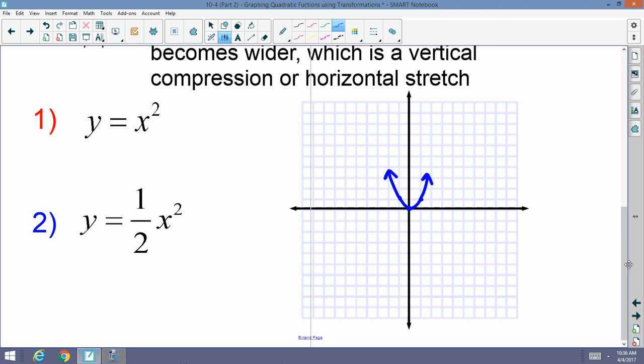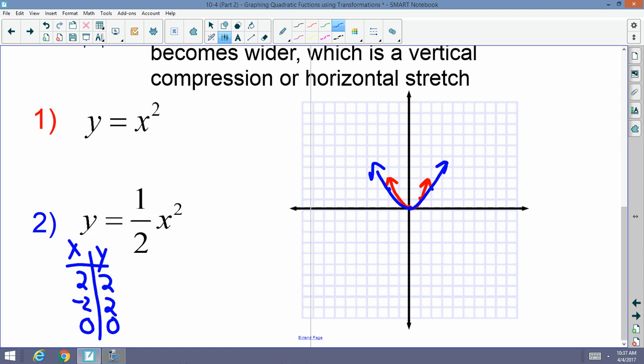And actually, you know what? I should have kept the color coded here. Sorry about that. Red is the parent. Okay, now in blue, we'll do this guy. Let's make this easy. I'm going to choose values of 2, -2, and 0. Because 2 squared is 4, 4 times 1/2 is 2, -2 squared is 4, 4 times 1/2 is 2, and (0, 0). So I got (0, 0), (2, 2), and (-2, 2). Do you guys see how that is wider?